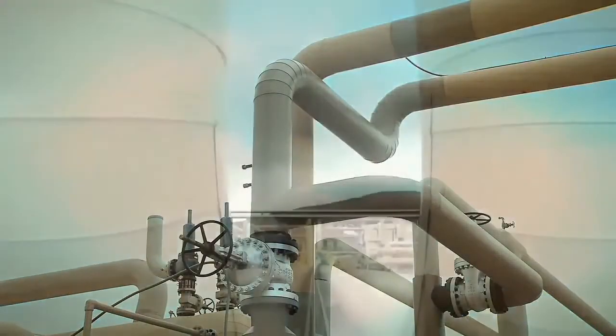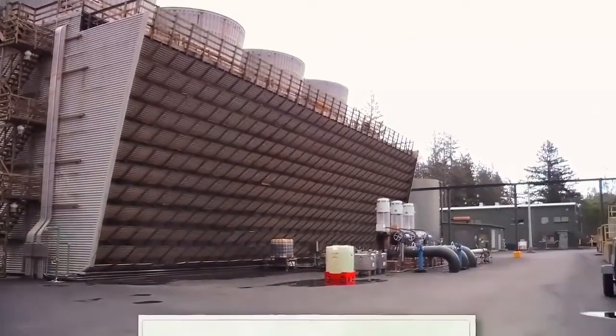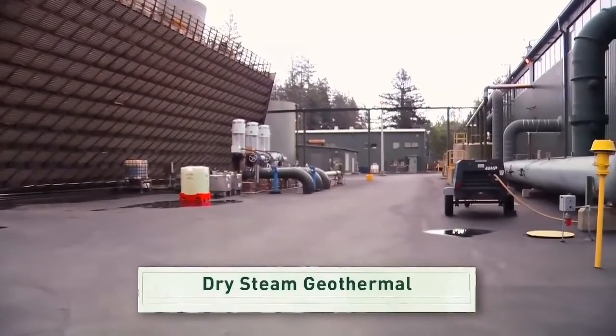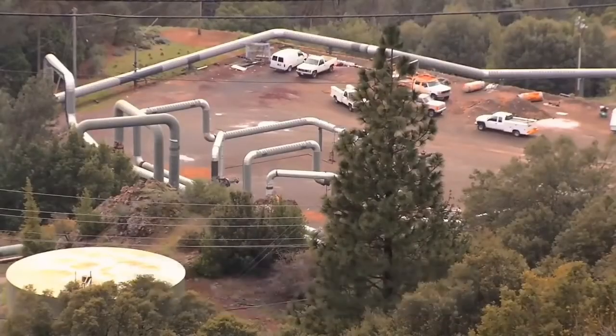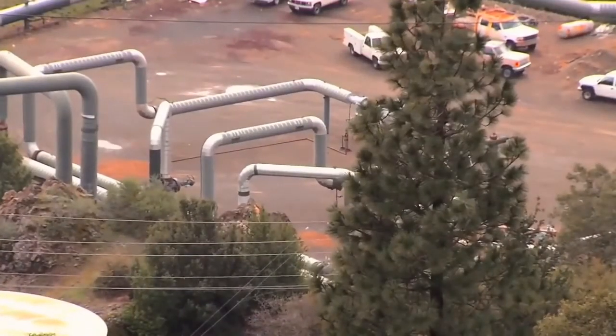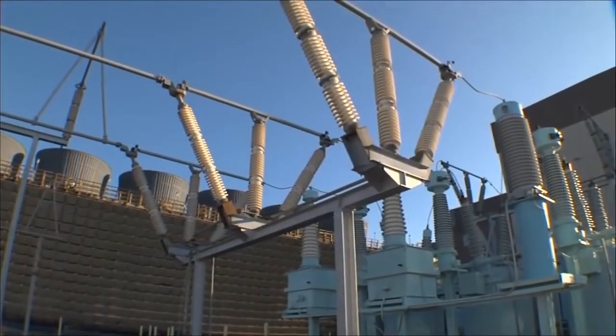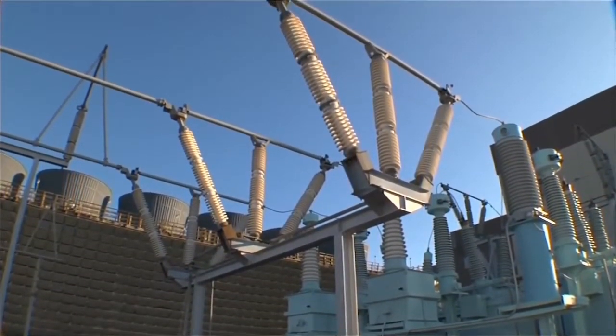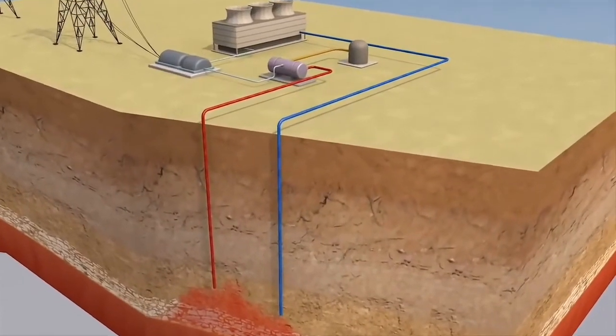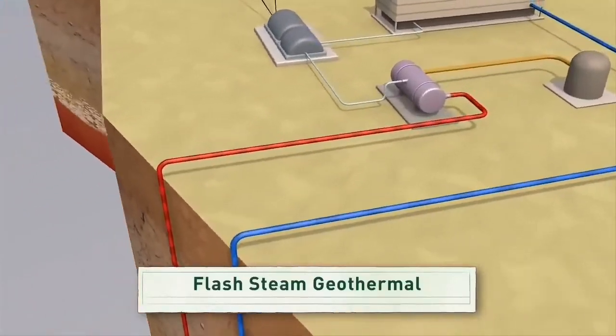Engineers have developed a few different ways to produce power from geothermal wells drilled into the ground. Have a look at this. It's a dry steam geothermal power plant, and it's the most common type of geothermal technology used today. Underground steam flows directly to a turbine to drive a generator that produces electricity. Pretty straightforward.